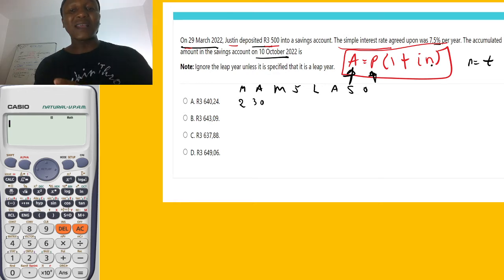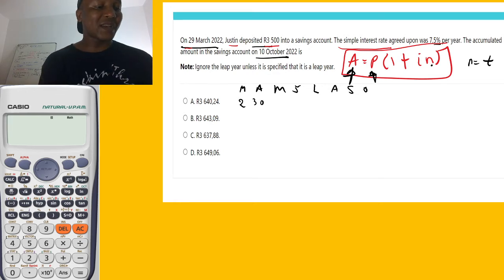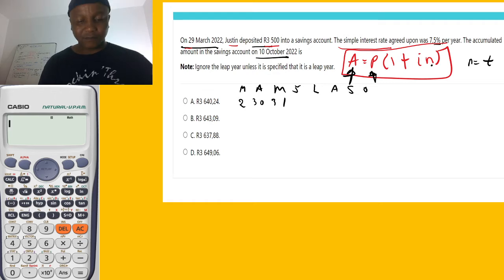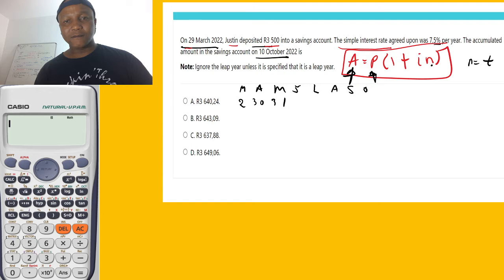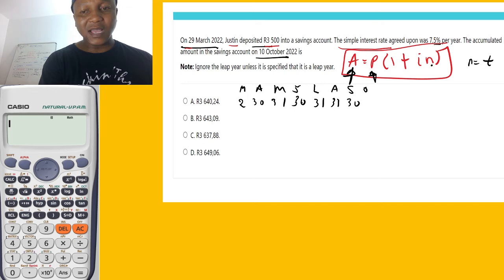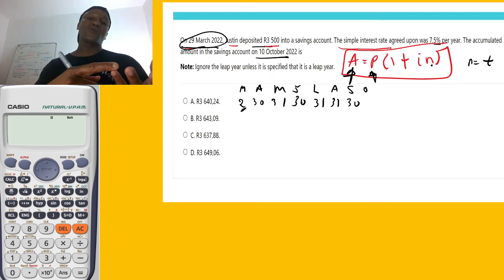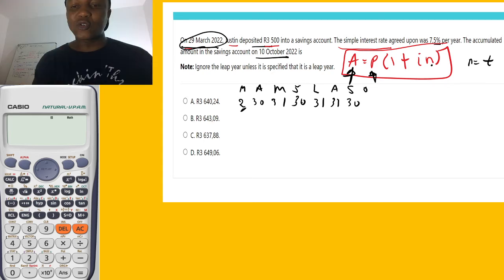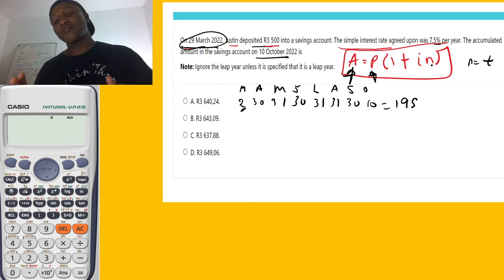So check your calendar, count all the days. May, how many days in May? May is 31 days. Okay, so add all those days. June, how many days? June is 30 days. July is 31. August is 31. September is 30. And October, remember they say from 29th March. That's why I only take 2 days here, because from 29th March it's going to be 30, 31. And October is going to be 10 days. If you add all of this, it's going to give you 195.